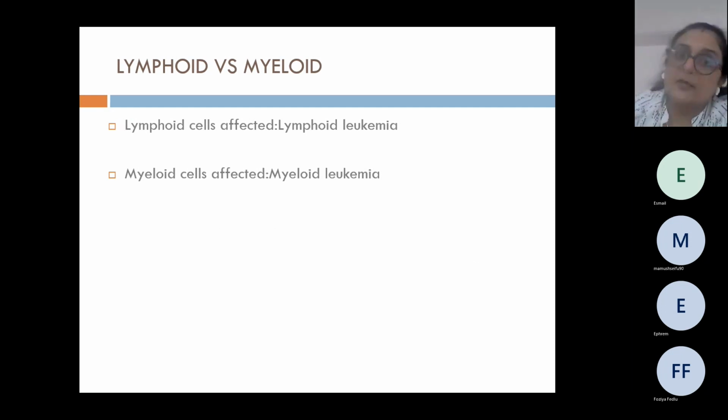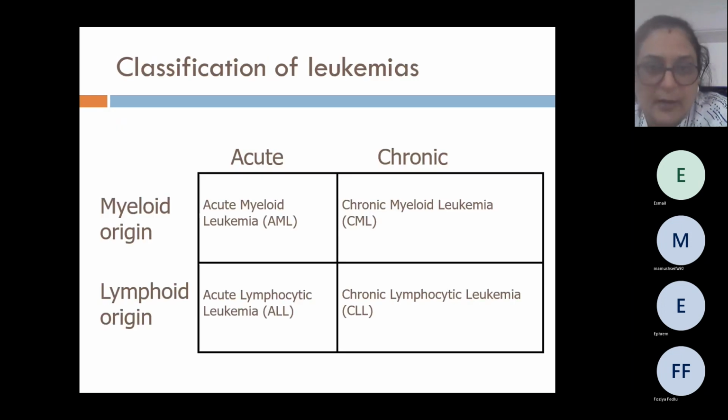Lymphoid, I told you, if lymphoid cells are affected, then it is called lymphoid leukemia. If myeloid cells are affected, it is myeloid leukemia. Now you have to combine the two. If in acute case myeloid cells are involved, then it is acute myeloid leukemia. But if in the acute case lymphoid cells are involved, then it is acute lymphocytic leukemia.